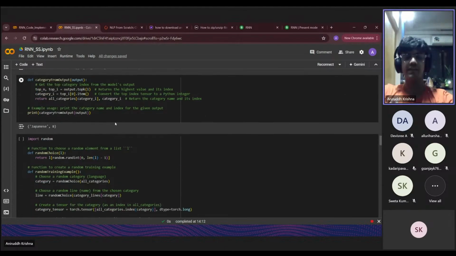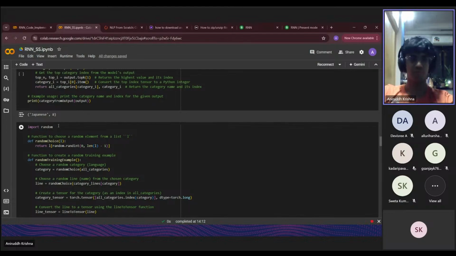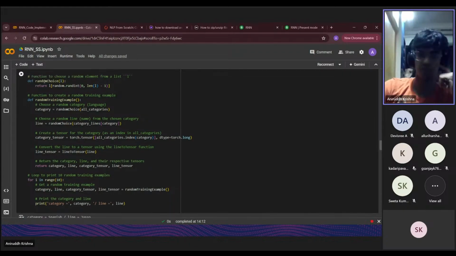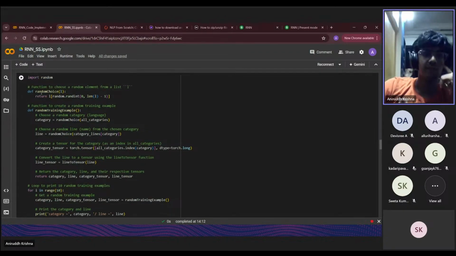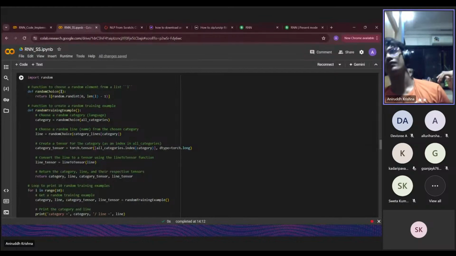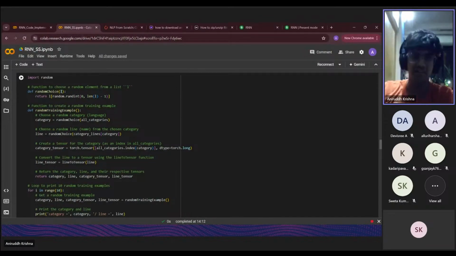Now after that, we import the random library so that we can take some random languages and names relating to the language from our entire corpus. Here I added a lot of comments to help you guys along with it. So random choice is basically to choose a random element from the list. Here the parameter is L. Afterwards I put the country or language category inside this.